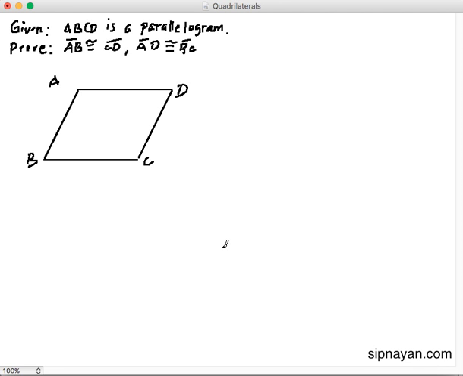And sa video na to ay puprove natin that the opposite sides of a parallelogram are congruent, no? So meron tayong given which is parallelogram ABCD. We have to show that AB is congruent to CD and AD is congruent to BC.